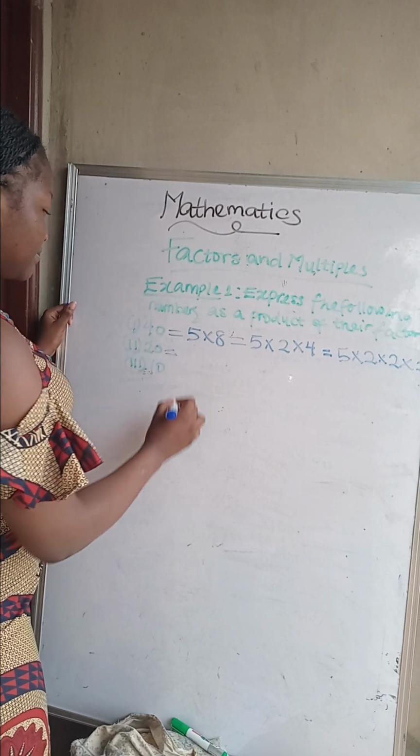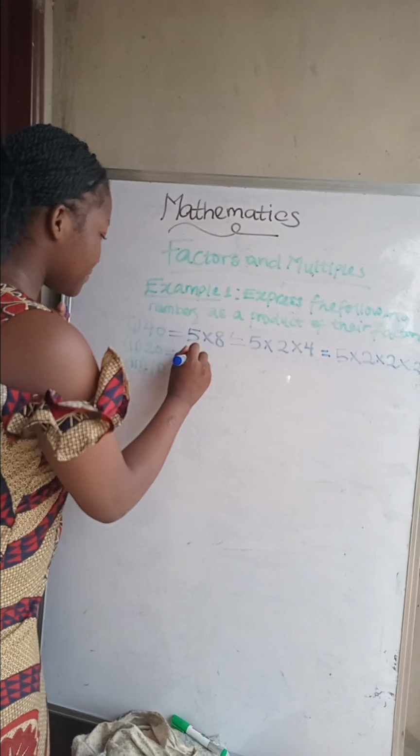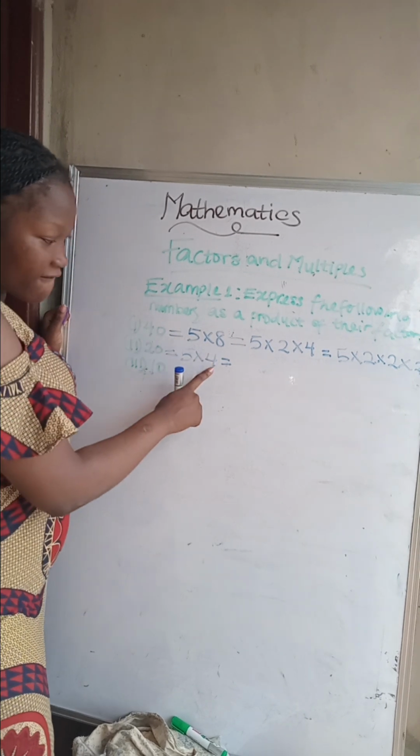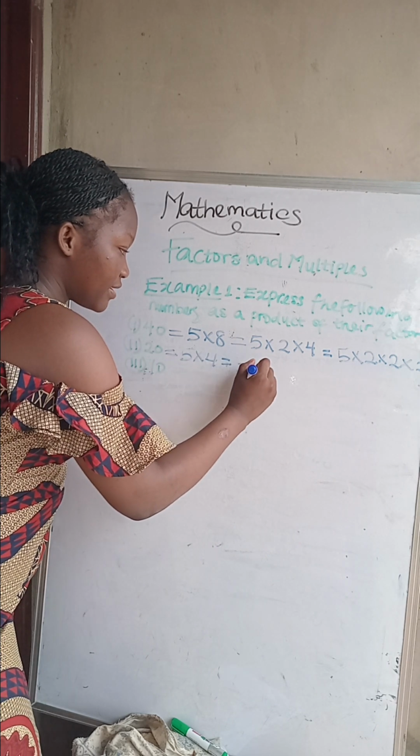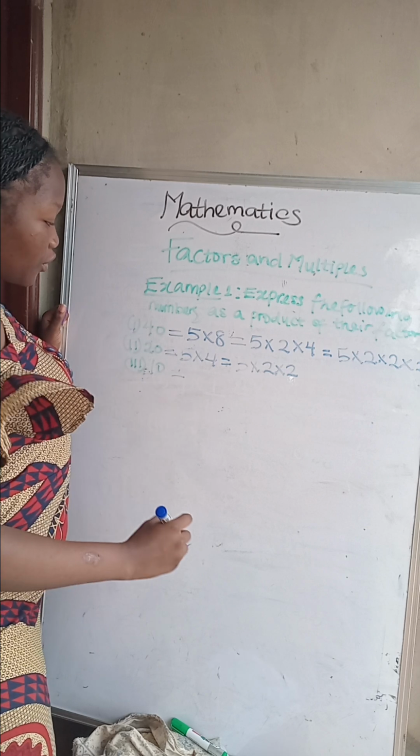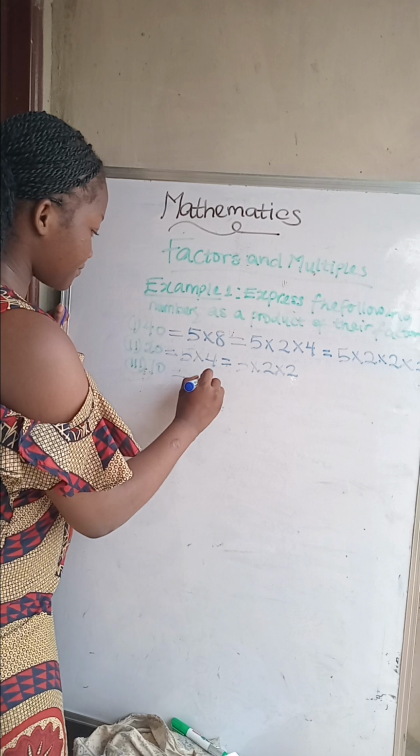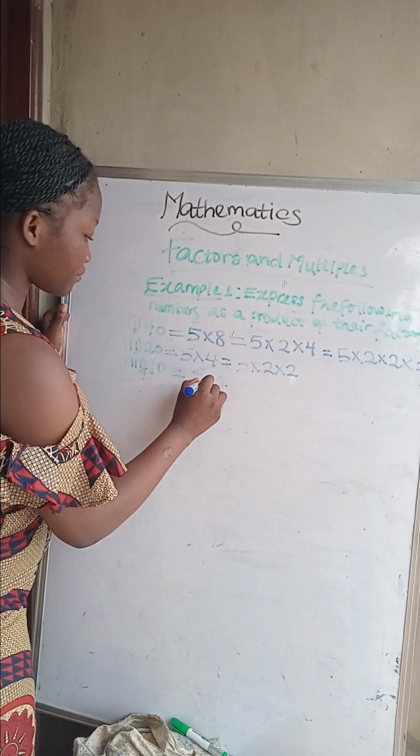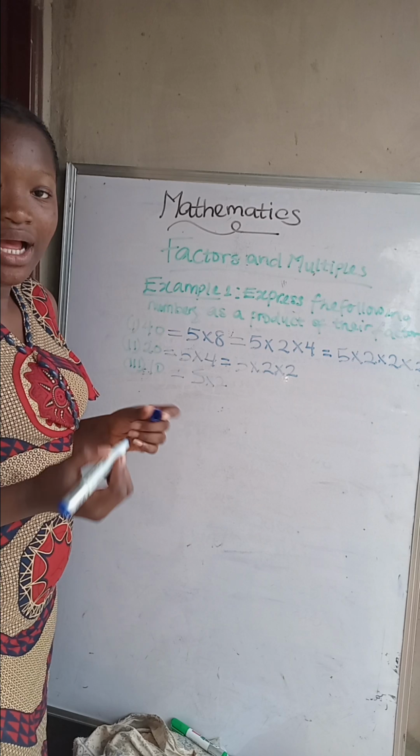So we go to the next one. We have 20. 5 times 4 will give us 20. 4 is 2 times 2. So you say 5 times 2 times 2. We go to 10. 5 times 2 will give us 10, right? So no other thing will multiply. So that's 5 times 2 and that's all.